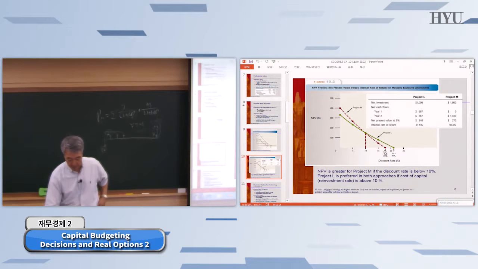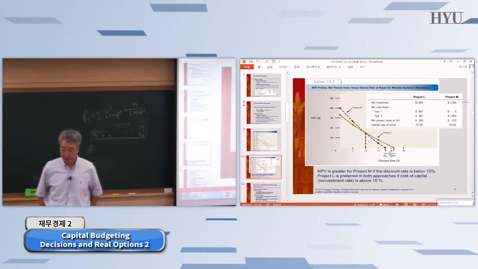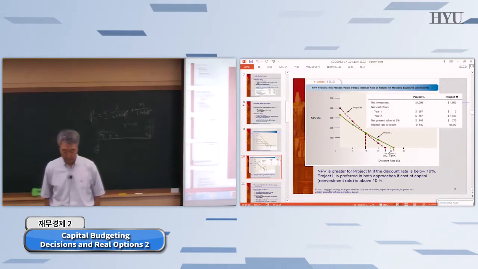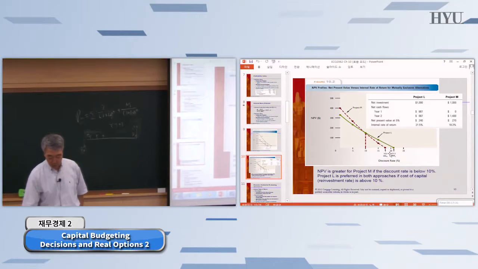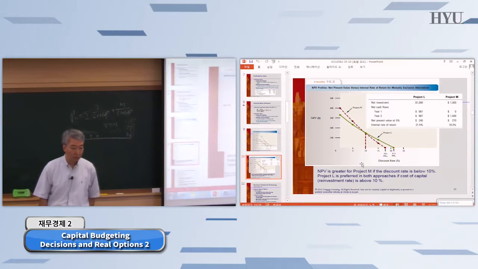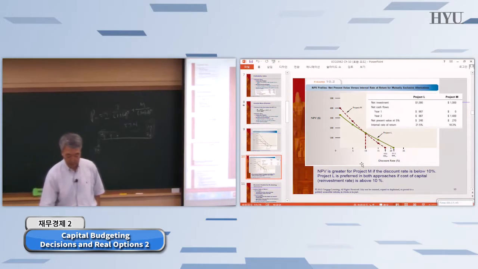Because project M, the red curve, internal rate of return is only 18.3%, right? So obviously, if you have to pay 20% cost for your capital, it doesn't make sense to invest in project M, right? But as long as the cost of capital is between 10 and 18%, you have consistent result, whether you use NPV or IRR criterion, right?